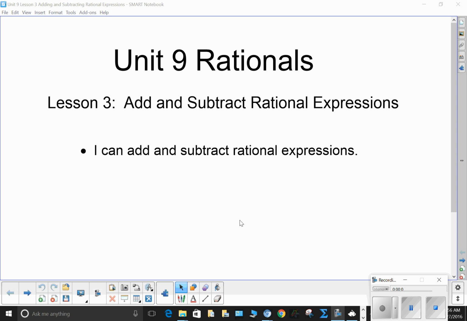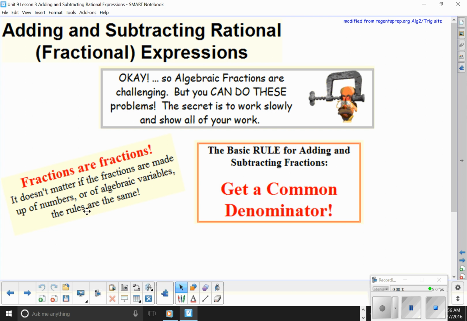I can add and subtract rational expressions. Woohoo! Rational expressions, that means fractions. You've got to know how to do it with numbers, so you can do it with variables. Now, adding and subtracting rational, also known as fractional expressions.